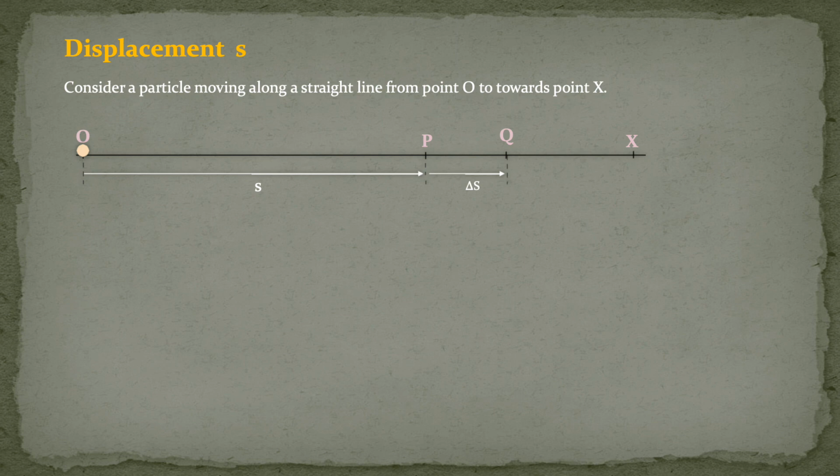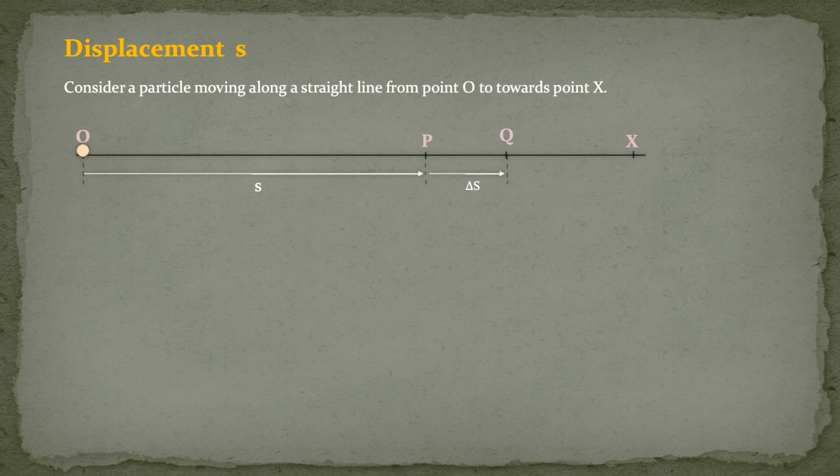We are going to begin then by considering displacement s. If you look at the diagram, you'll see we have a particle that we are going to imagine exists at the origin O of an x-axis. The particle is the round sand-coloured circle, and it's going to be moving to the right towards point X along a nice straight line.